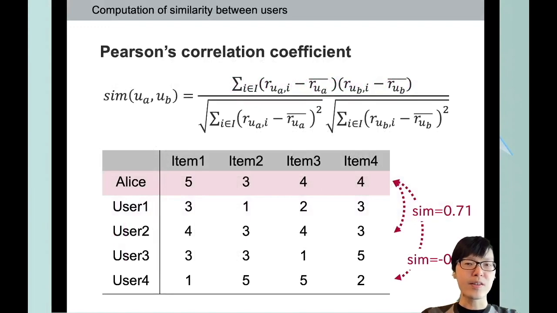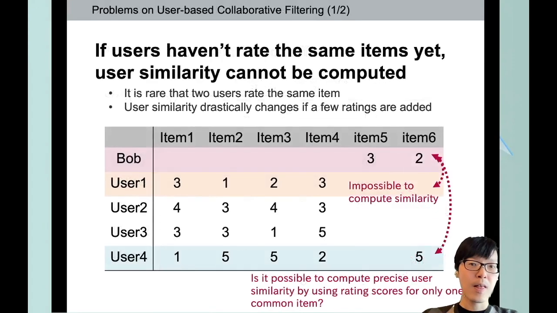In order to calculate the similarity between user and user, we can use Pearson's correlation coefficient. This Pearson correlation is a very popular metric to compute the correlation between two variables in statistics. User-based collaborative filtering is very intuitive. It's very easy to understand, but if users haven't rated the same item yet, we cannot compute the user similarity.